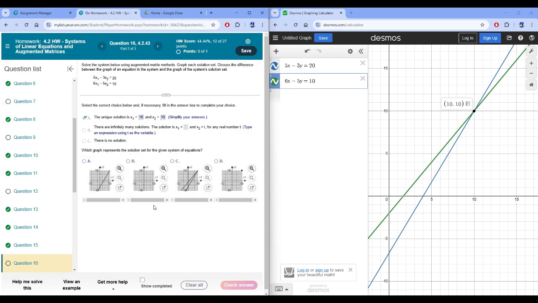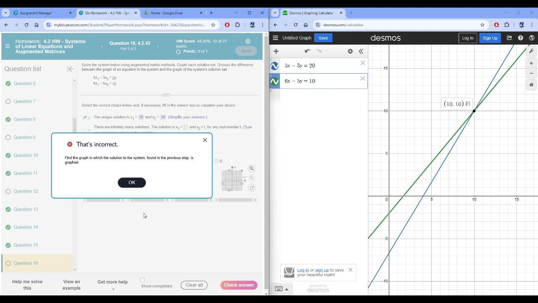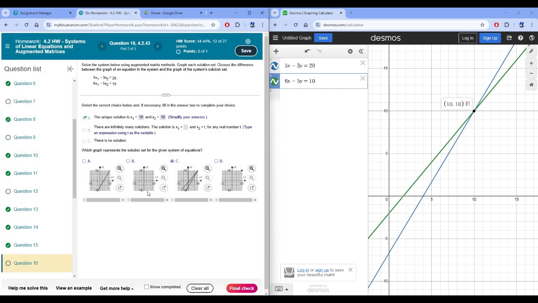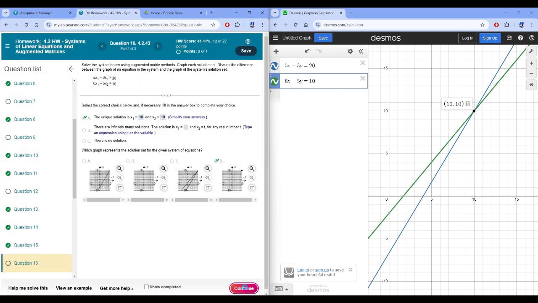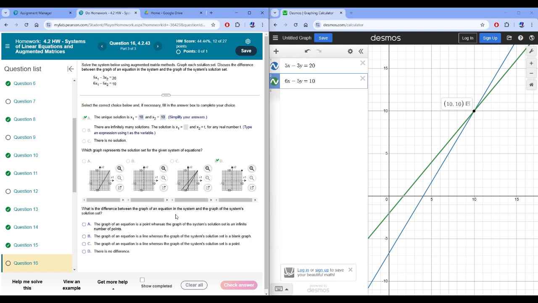Continue. Which graph represents the solution set? It's that one. Oh, I missed it. I'm sorry. Which graph represents the solution set? Just the point 10, 10. See that little point right there? Yeah, that's it. And then the last question: what is the difference between the graph of the equation in the system and the graph of the system solution set? The graph of the equation is a line, whereas the solution set is a point.